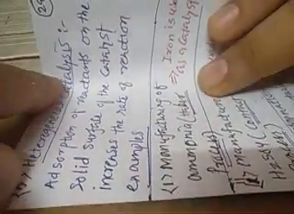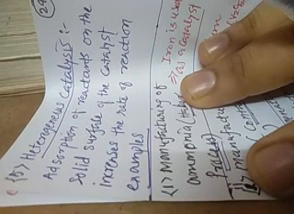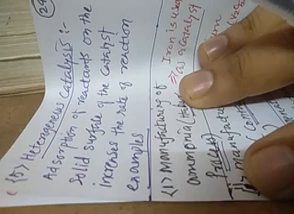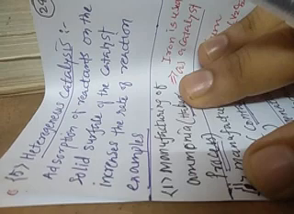Then we have the fifth one, heterogeneous catalysis. If all the reactants and products are gases but your catalyst is solid, then this kind of catalysis is known as heterogeneous catalysis. So if the physical state of reactants and products is not the same as the catalyst, this kind of catalysis is known as heterogeneous catalysis.